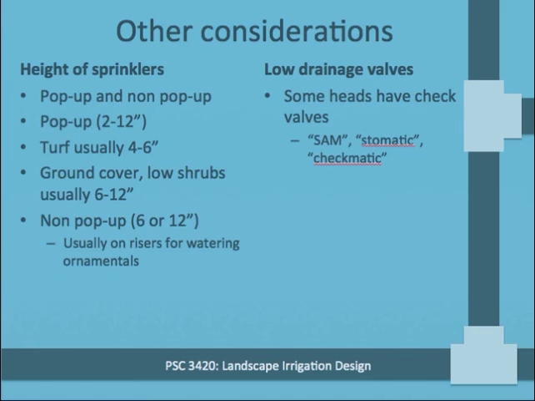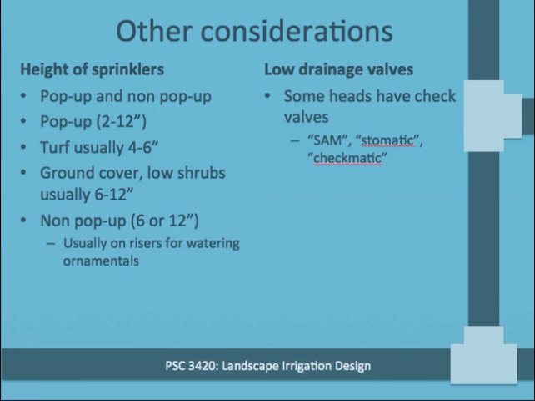Sometimes you've got pop-ups in ground cover areas and low shrub areas. Those range typically from 6 to 12 inches because with ground covers and low shrub areas, you're dealing with plant material that's taller than turf grass. So you need a little bit of additional height above that plant material to get it adequately irrigated. Now if you're using non-pop-ups, they can be 6 inches high, they can be 12 inches high. They're oftentimes on risers, especially when you're watering ornamentals, because you need to be able to get that water up above the plant canopy so that it's not being obstructed.